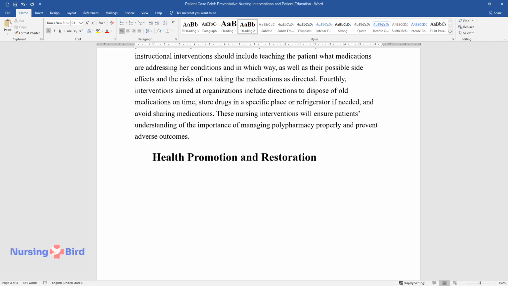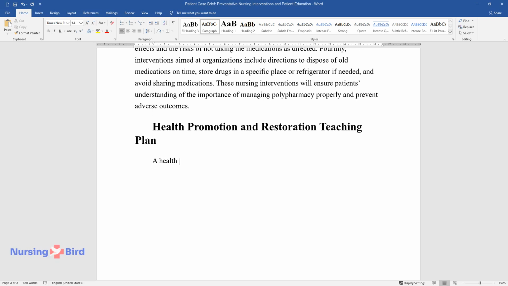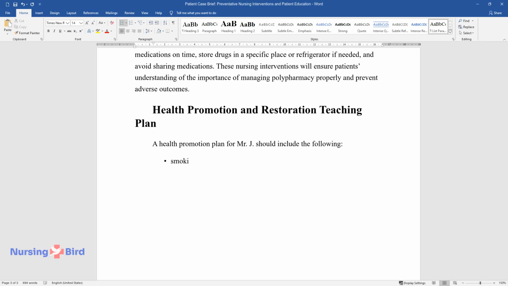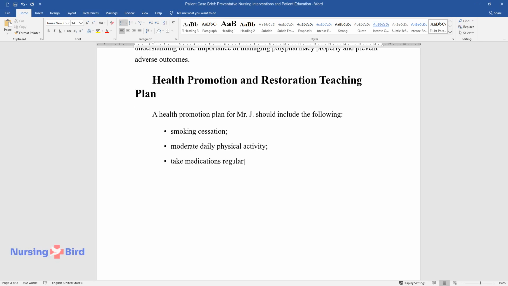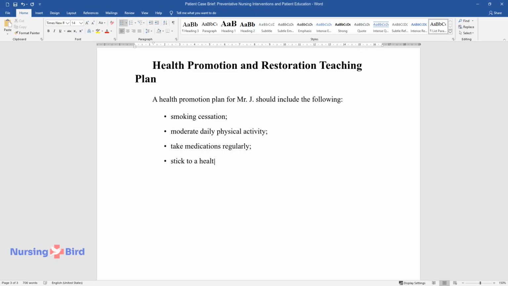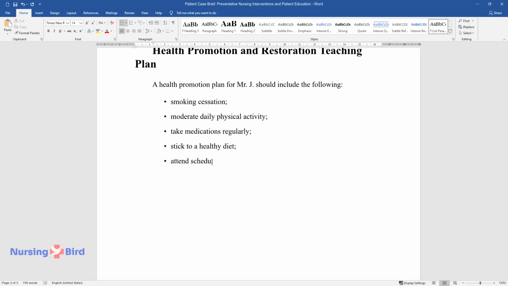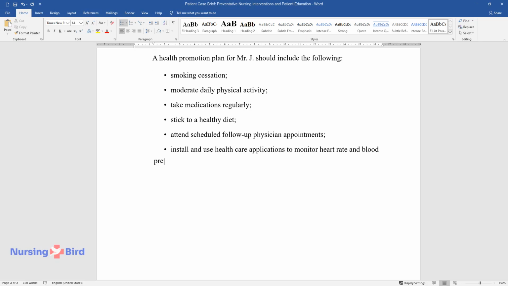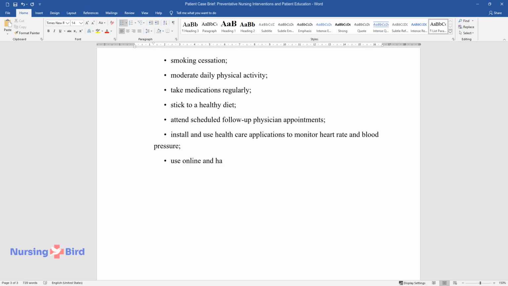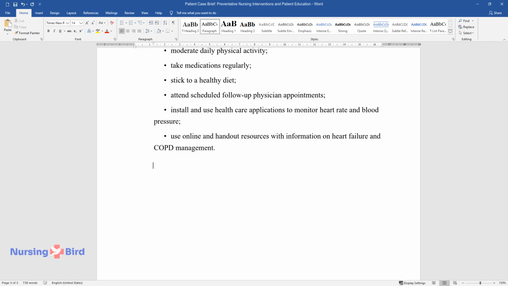Health Promotion and Restoration Teaching Plan. A health promotion plan for Mrs. J should include the following: smoking cessation, moderate daily physical activity, take medications regularly, stick to a healthy diet, attend scheduled follow-up physician appointments, install and use healthcare applications to monitor heart rate and blood pressure. Use online and handout resources with information on heart failure and COPD management.